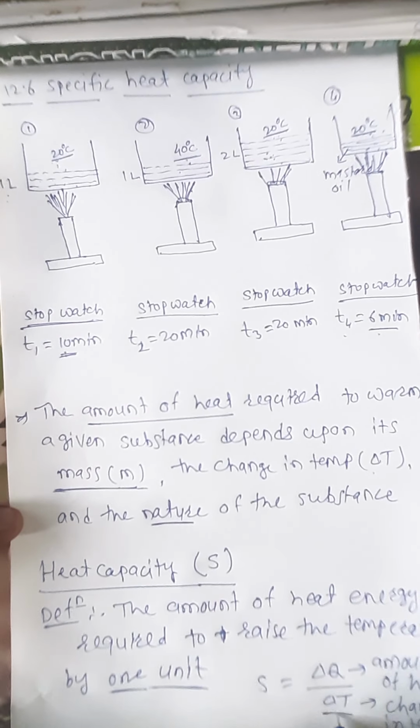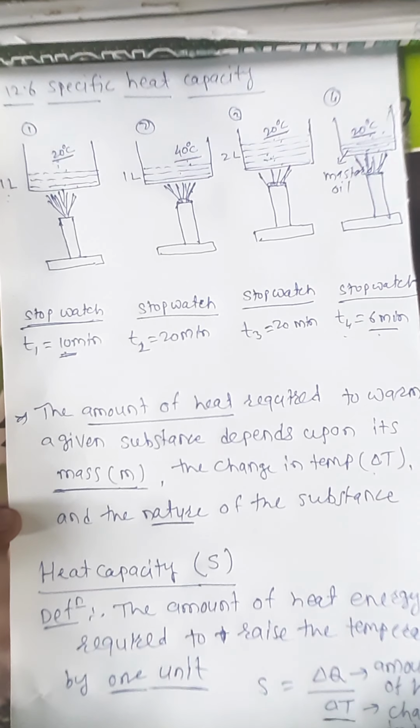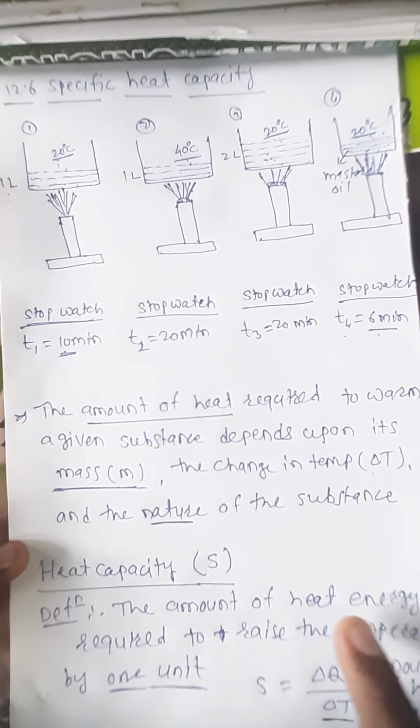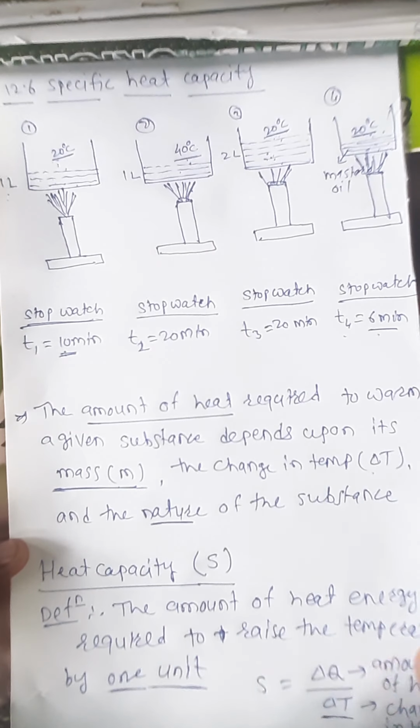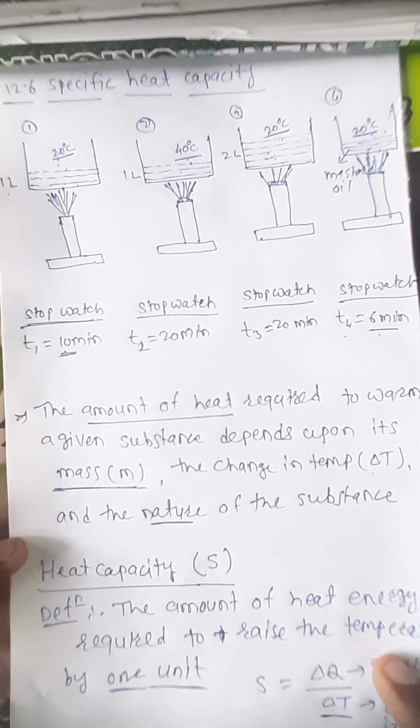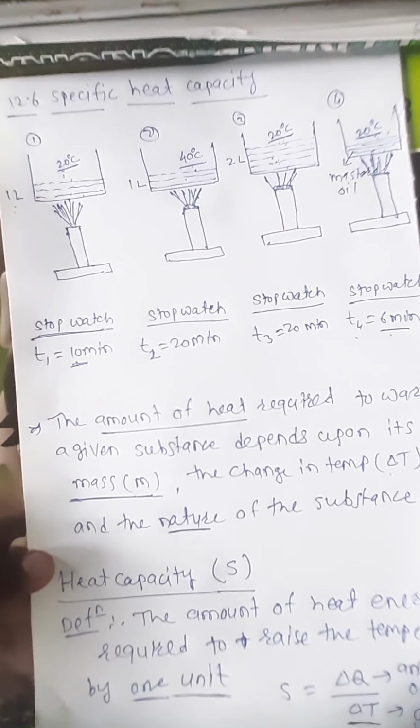If you take delta T as 1 degree Celsius or 1 unit, then S is equal to delta Q by delta T. Therefore the heat capacity is defined as the amount of heat energy required to raise the temperature by 1 unit. Therefore heat capacity S is equal to delta Q by delta T.